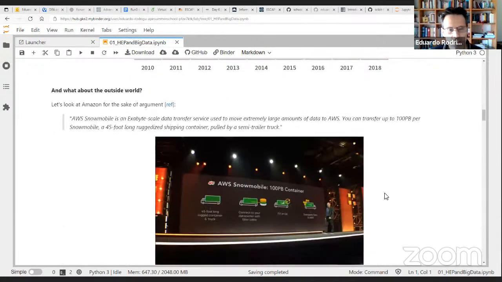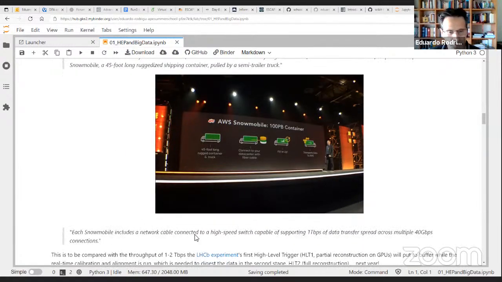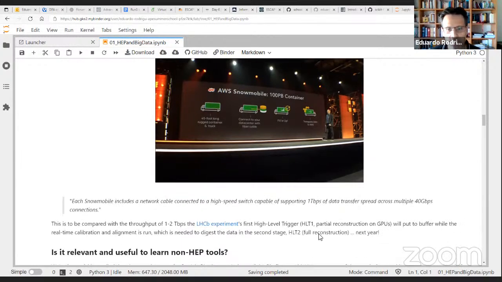Okay. Then I wanted to connect with the big data world by making a comparison with this. Probably you may know the Amazon Snowmobile, which is a truck that can contain 100 petabytes of data. I also wanted to look at the throughput of this system, how you can actually get the data in and out of it. If you look closer into their specs online, they support 1 terabit per second of data transfer across multiple smaller connections, which is absolutely crazy.